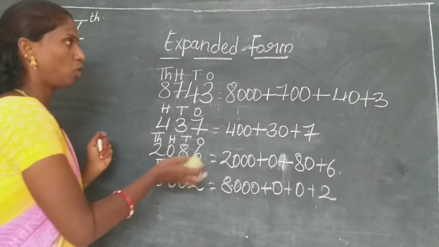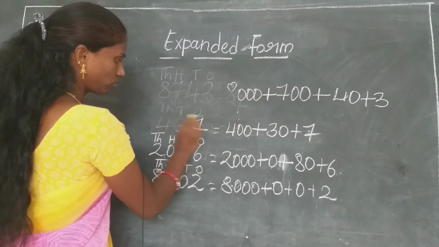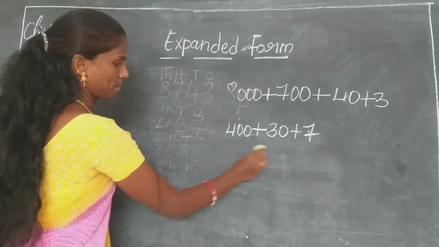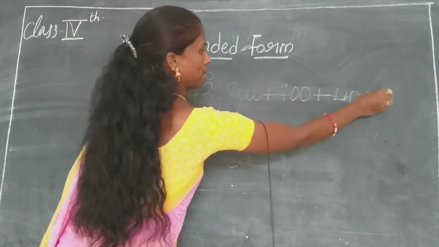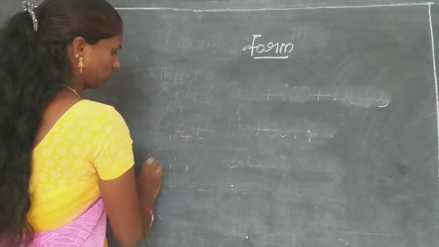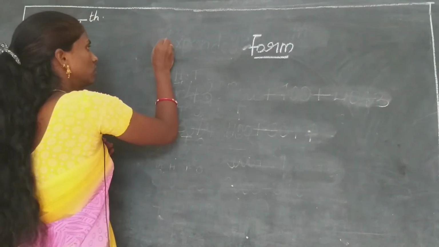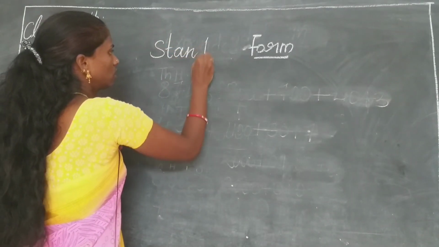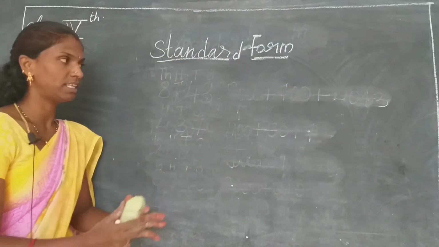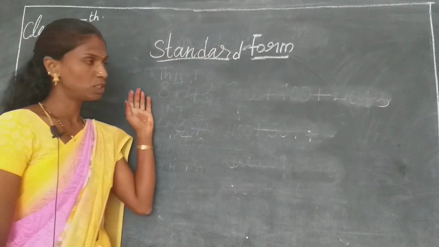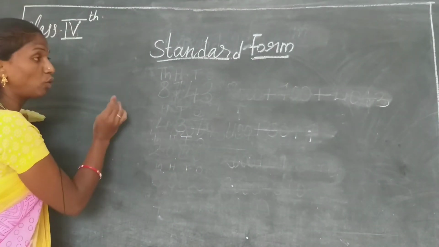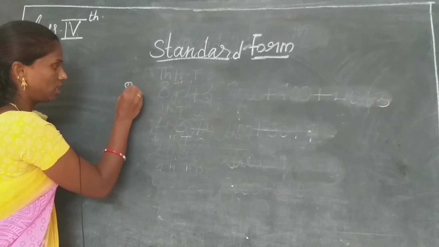Now we'll go for the standard form. Standard form. What do you mean by standard form, children? Standard form is nothing but the opposite of expanded form. So how to take the numbers here? We have to take 8.